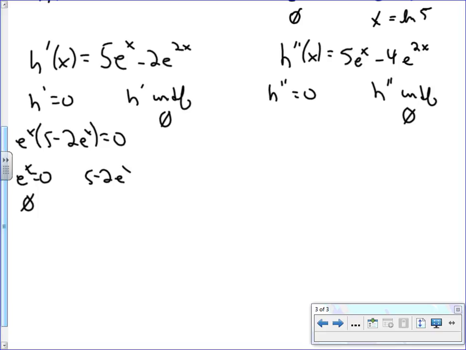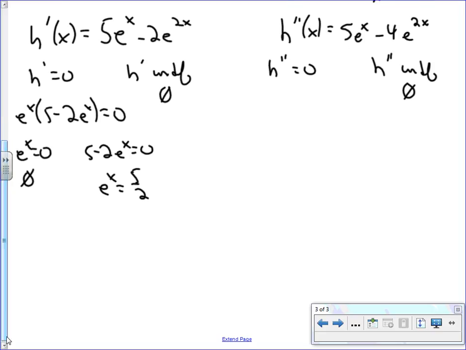I'll get something out. 5 halves. e to the x equals 5 halves. And y'all look at that still and you kind of go, oh, is it a negative? I don't think so. Negative 5 divided by negative 2. Okay, you take the natural log of both sides. The same thing as writing it in log form. So, take the natural log of both sides, you get x equals the natural log of 5 halves.